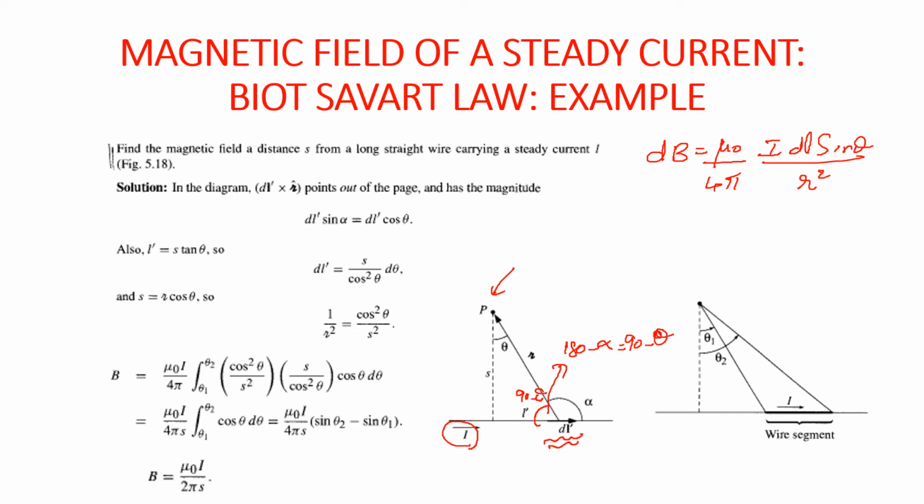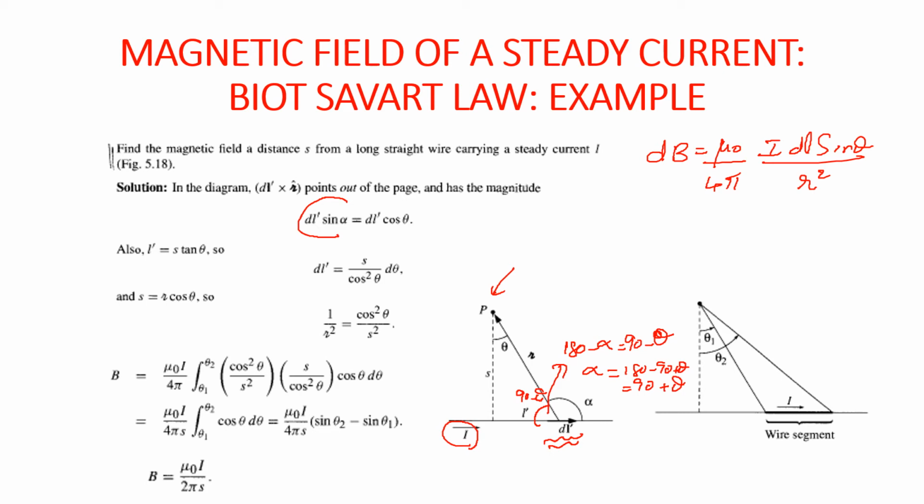So that gives alpha equal to 180 minus 90 plus theta, that gives 90 plus theta. So alpha is equal to 90 plus theta. That is why dl dash sine alpha is equal to dl dash cos theta, because sine of 90 plus theta we can write as cos theta. So dl dash sine alpha is equal to dl dash cos theta. And also from this expression we can write what l dash is. In this right triangle, what is tan theta?